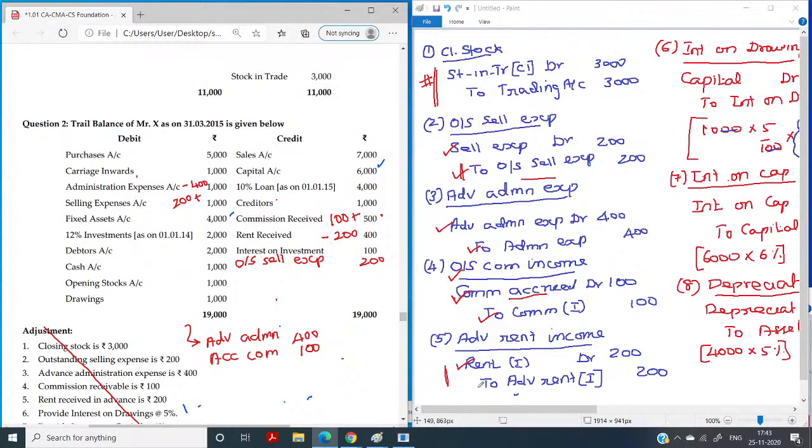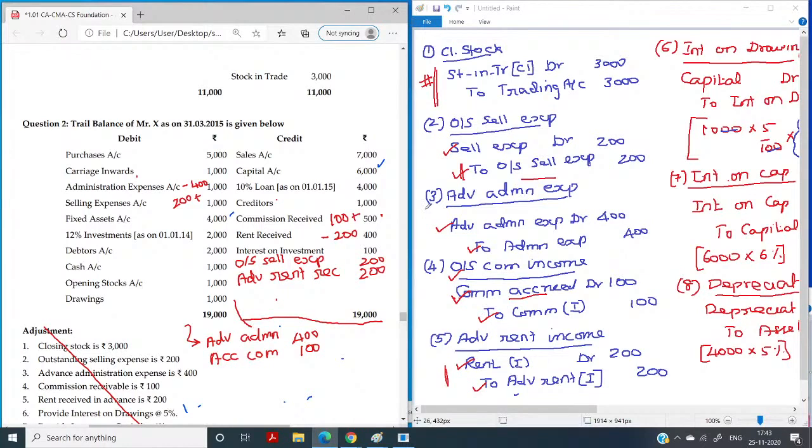Similarly, advanced rent. Such an account is not already existing. So I'm going to write here advanced rent, or rent received in advance. Advanced rent received. Value rupees 200. So I have incorporated all these items here. Is it okay? These are credit, these are debit, these are debit.